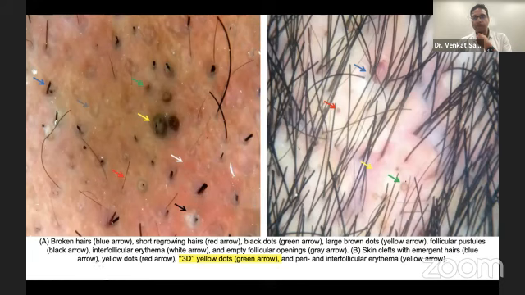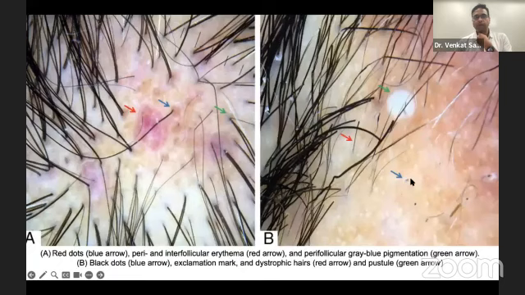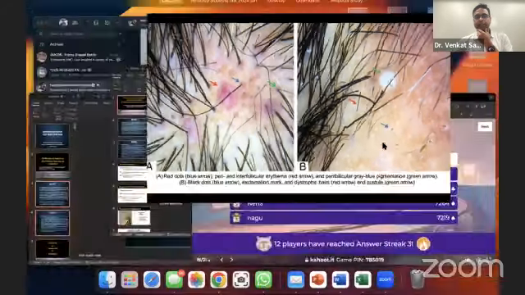So yeah, you're seeing a number of features here. And here you're seeing again a 3D yellow dot with the green arrow. Here you're seeing red dots. And you're seeing a black dot, exclamation mark here as well, interestingly. And you're seeing a pustule as well. Okay, so what is the diagnosis?